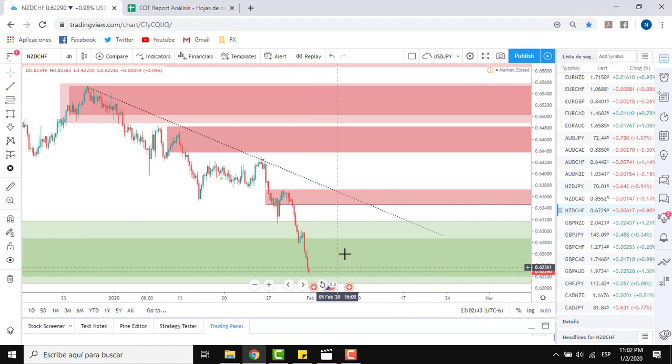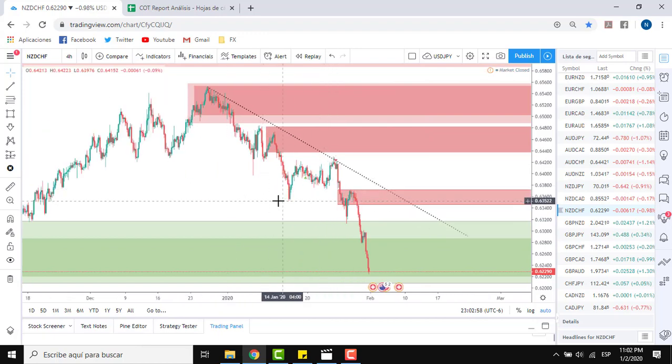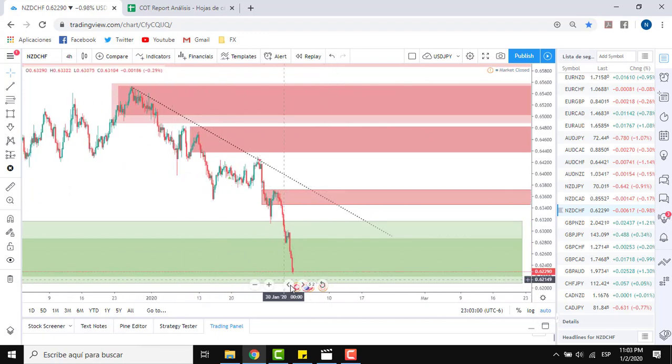Basically a W reversal pattern, or double bottom pattern, that will work on the 4-hour time frame. That tells me that the price most likely will go up. And my first take profit will definitely be this one, this supply zone.